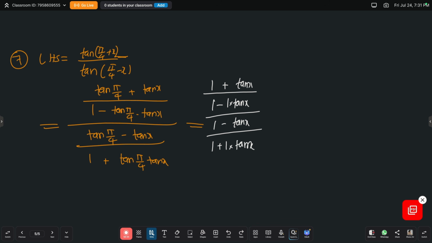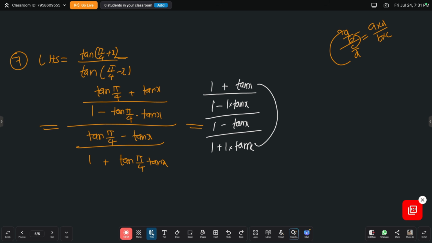Now this is like a upon b divided by c upon d, which is the same as a into d upon b into c. Whenever the expression is like a upon b divided by c upon d, the answer is a into d upon b into c. It means d goes up and c comes here. So when you simplify, 1 plus tan x and this is also 1 plus tan x, so 1 plus tan x into 1 plus tan x is 1 plus tan x whole square.